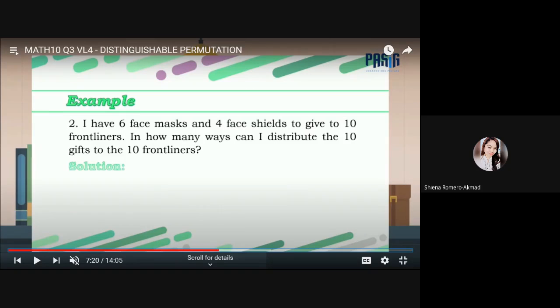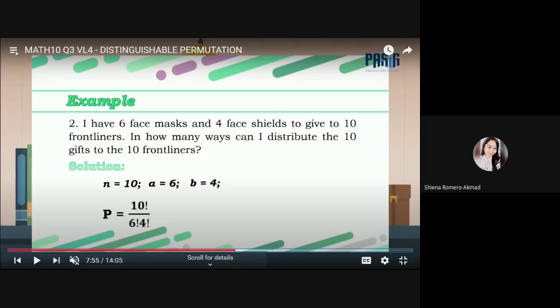So are there items that repeat? They are not repeated, but the thing is, they are all the same. The face shields are all the same, and the face masks are all the same. So we have 10 as our N, 6 face masks that will be our A, and 4 face shields that will be our B.